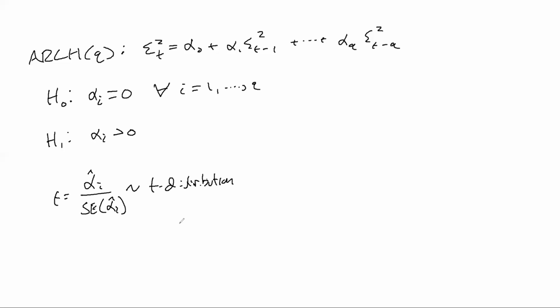But if q is greater than 1, so 2 or more, then you should use a different statistic. For this, you'd want to look at the number of observations minus the number of lags in the ARCH model, multiplied by the R squared of the regression. And this follows a chi-square distribution. But either way, it's a one-sided hypothesis test, and you're trying to determine if the alphas, the coefficients, are greater than 0.